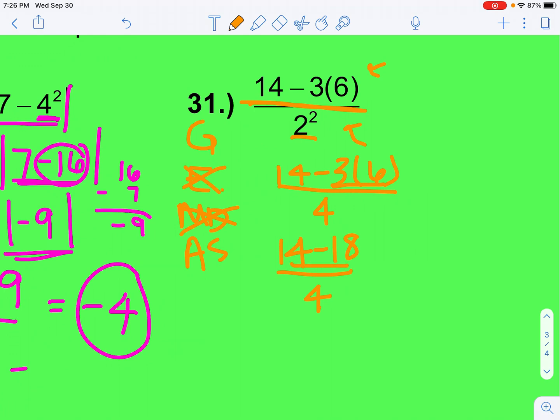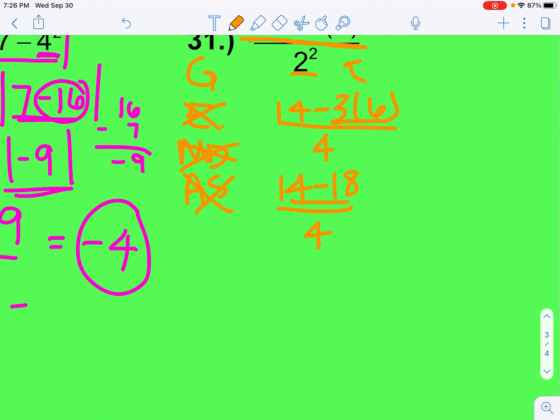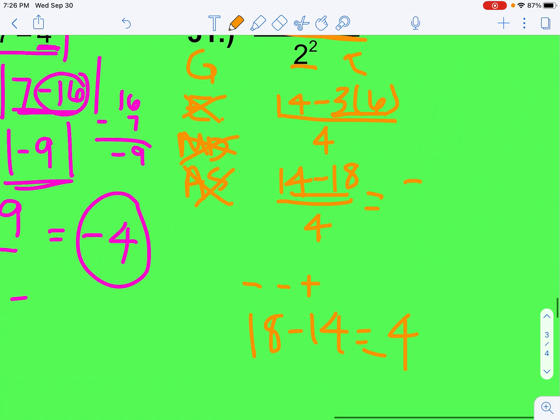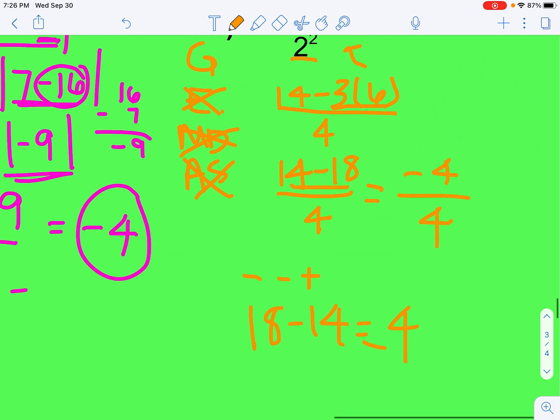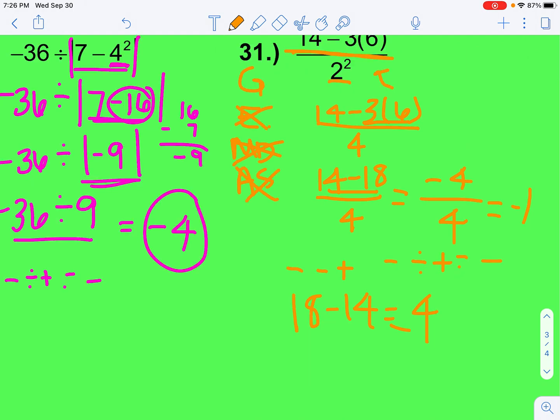Multiplying and dividing is done. Now I'm going to add and subtract my top. So I have 14 minus 18. Again, I have a negative minus a positive. So I can just take 18 minus 14, which gives me 4, and my bigger number is 18, which tells me this is a negative 4. Alright, so now I'm left with negative 4 over 4. Now I can divide this out. I know if I divide a negative divided by a positive, my answer is a negative. 4 divided by 4 is a negative 1.